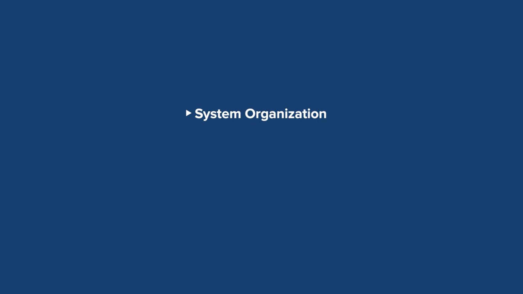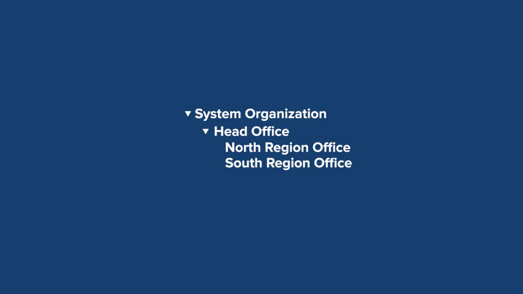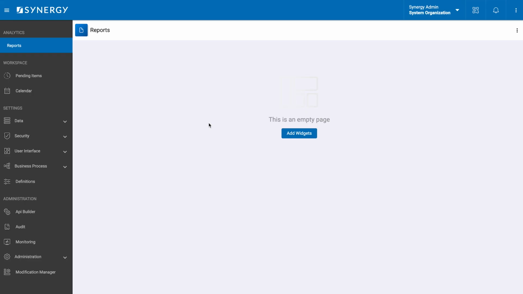To illustrate, let's look at the following organizational hierarchy. System organization. Automatically created by the system, serving as a top-level structure. Head office. Processes all complaints within the head office. North Region Office handles complaints within the North Region but escalates complex cases to the head office when necessary. South Region Office, responsible for processing complaints within the South Region, escalating more challenging cases to the head office as needed. We will start with configuring the head office.